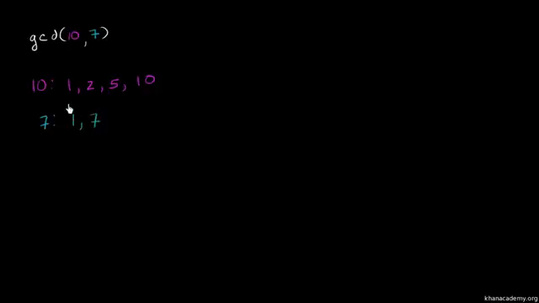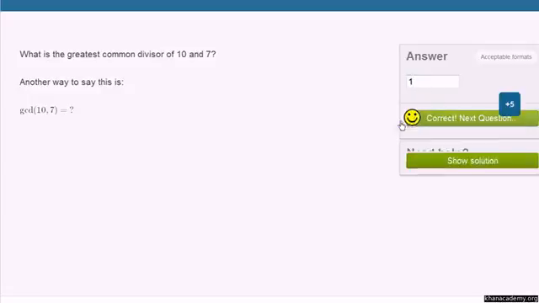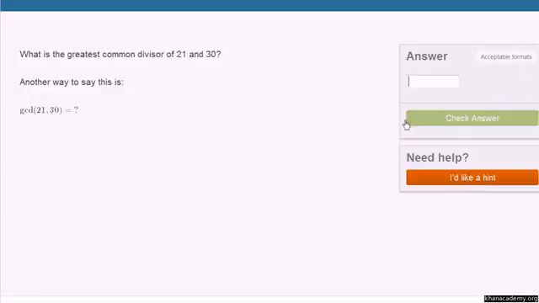So what is the greatest common factor? Well, there's only one common factor here, 1. 1 is the only common factor. So the greatest common factor of 10 and 7, or the greatest common divisor, is going to be equal to 1. So let's write that down. 1. Let's do one more.